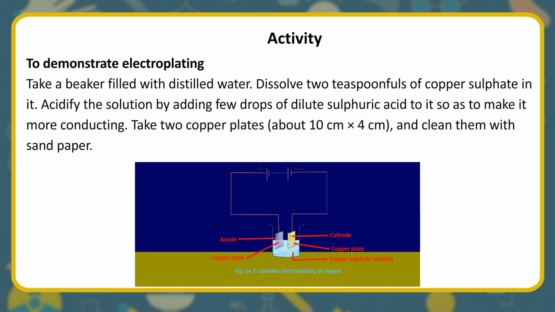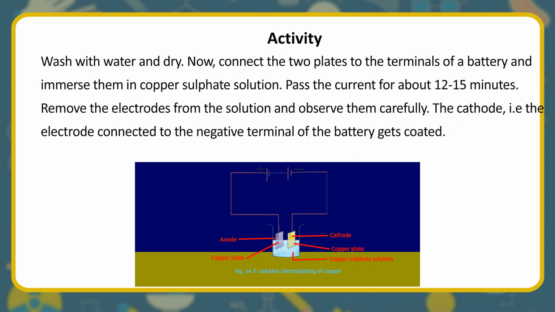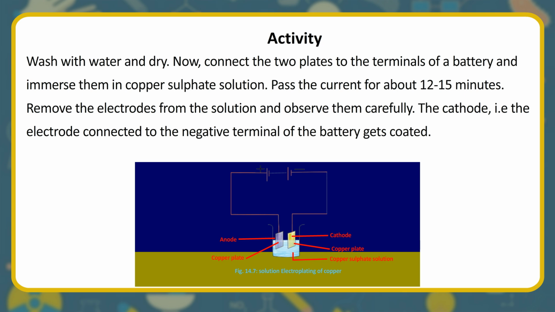Take 2 copper plates, about 10 cm times 4 cm, and clean them with sandpaper. Wash with water and dry. Now, connect the 2 plates to the terminals of a battery and immerse them in copper sulfate solution. Pass the current for about 12 to 15 minutes. Remove the electrodes from the solution and observe them carefully.